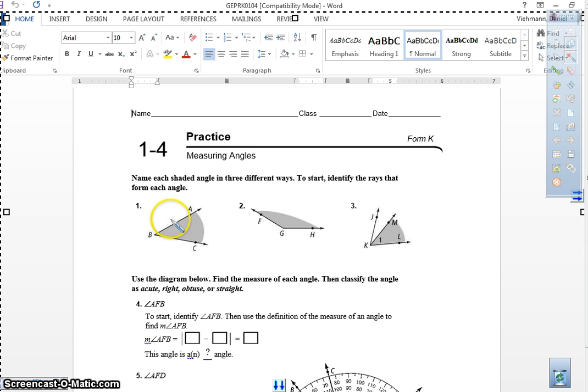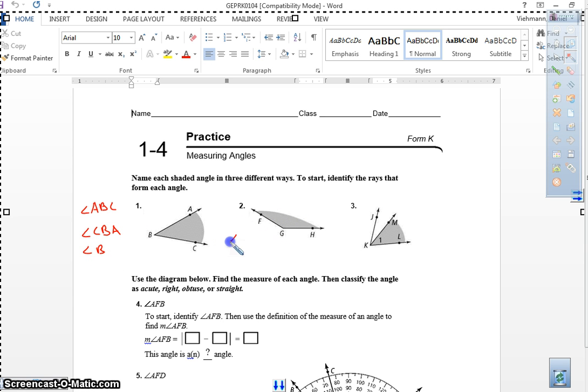So the three choices to name angle 1 are angle ABC, angle CBA, and angle B. Notice when I use three letters, the letter in the middle is always B, which is the vertex. Any questions?